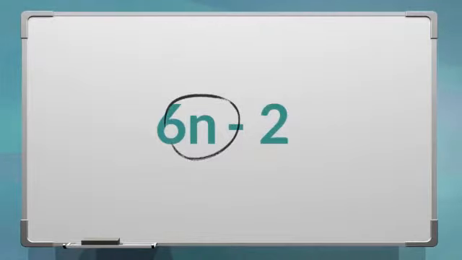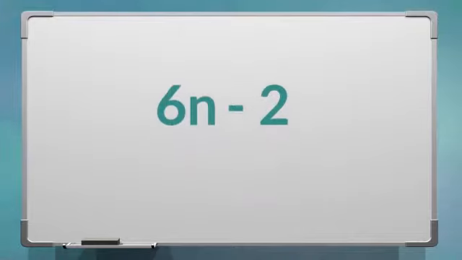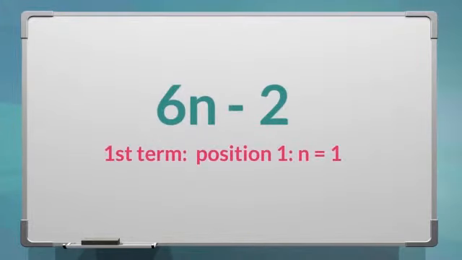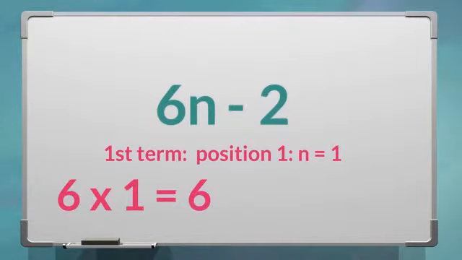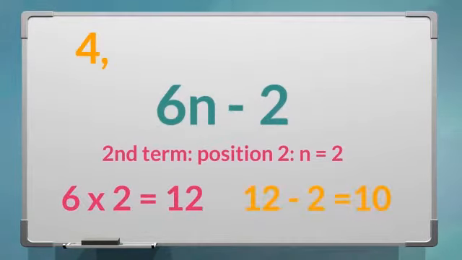n actually represents a position in the sequence. By substituting that position for the n, we can find out what the value of that position in the sequence would be. So, for the first term, which is position 1 in the sequence, we replace the n with a 1. So 6 times 1 is 6. Take away the 2 is 4. For the second term, which is position 2 in the sequence, we replace the n with a 2. So 6 times 2 is 12, minus 2 is 10.